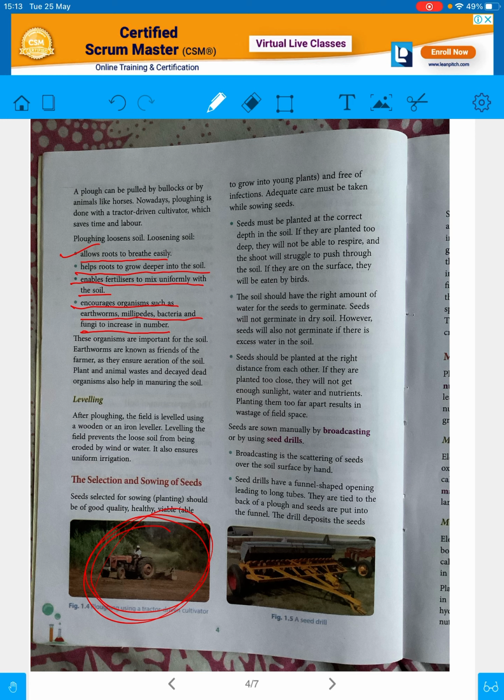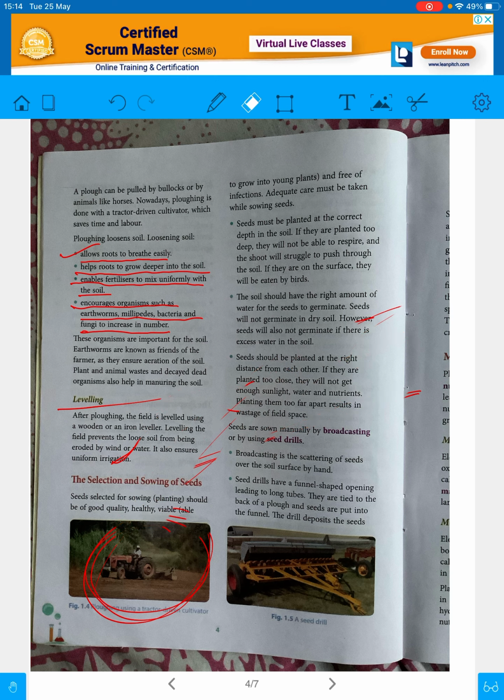So this we have discussed in the previous classes, right? Then leveling is what? Suppose if the land is like this, it is not good. The land should be leveled like this, right? If the land is like this, somewhere water will get stored more, somewhere water will not be there, right? So the land should be leveled like this. So this is what is known as leveling.